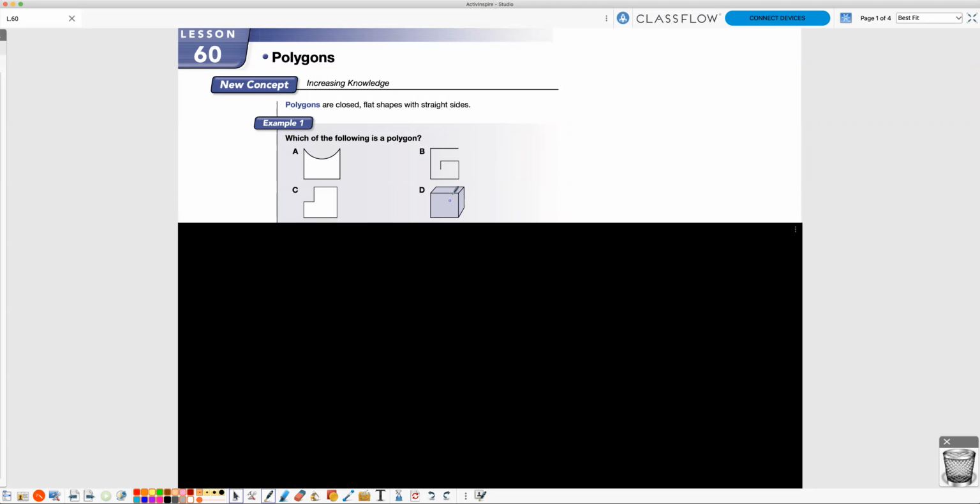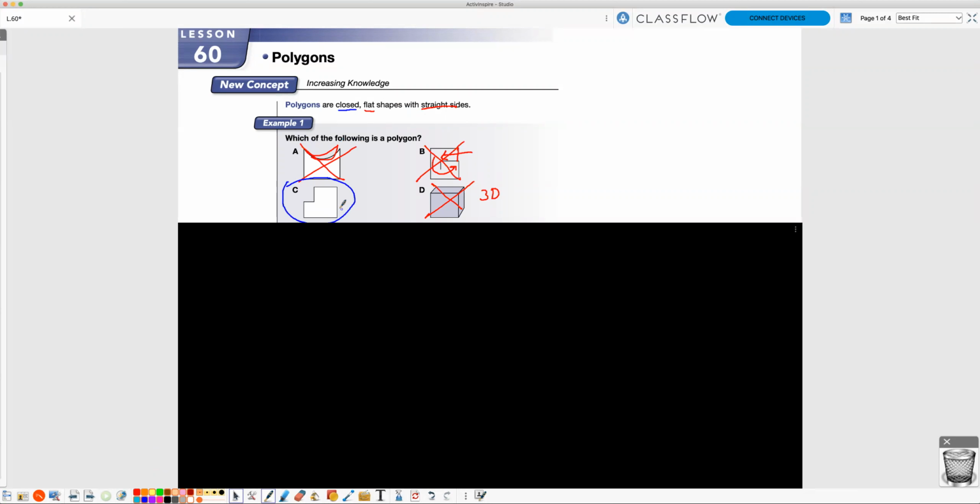Just ignore the shading on this one, but if it is a closed shape, that would eliminate this one right here. Because it's not closed, you can get inside that. So it's not closed because this part is open. It has to be a flat shape, so that eliminates this one because this is a 3D shape. And it has to be something with straight sides. Well, this one has a curve on it, so that eliminates this one. That means the only one that this could possibly be is letter C.